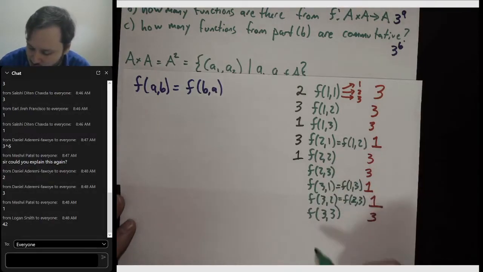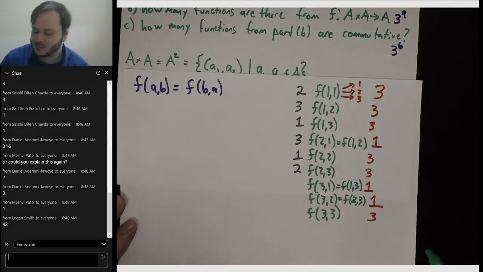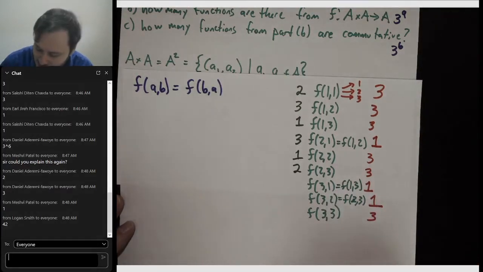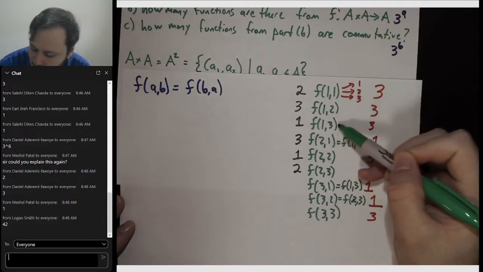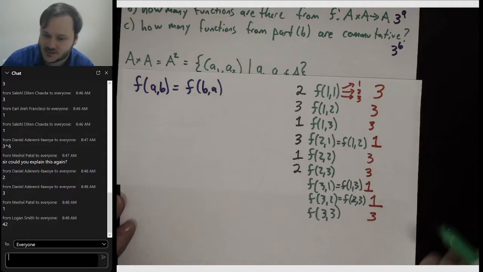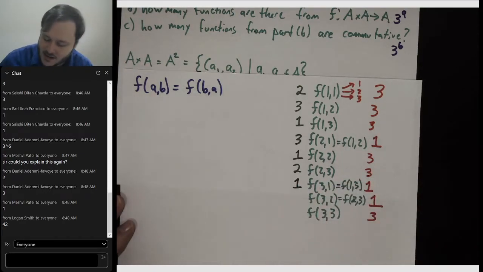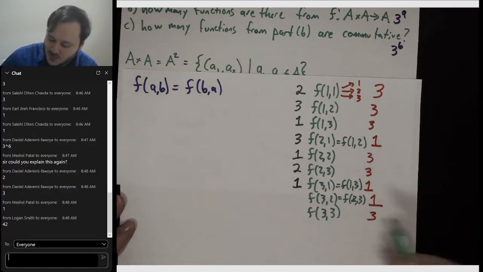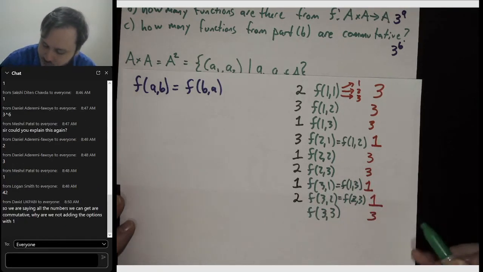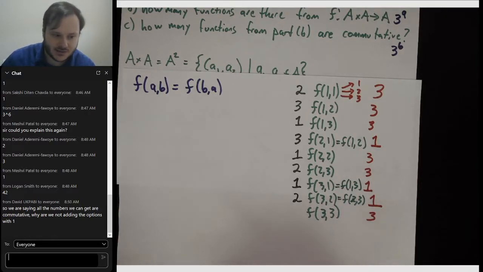F of 2 comma 3, I'll pick 2. Seems like a reasonable output. F of 3 comma 1, it's commutative. Order doesn't matter. It's got to match f of 1 comma 3. I don't get to make any decisions. My decision was already made. This has to be 1 again. Same thing for f of 3 comma 2. It's got to match my previous choice. F of 3 comma 3, though, I get a brand new choice.